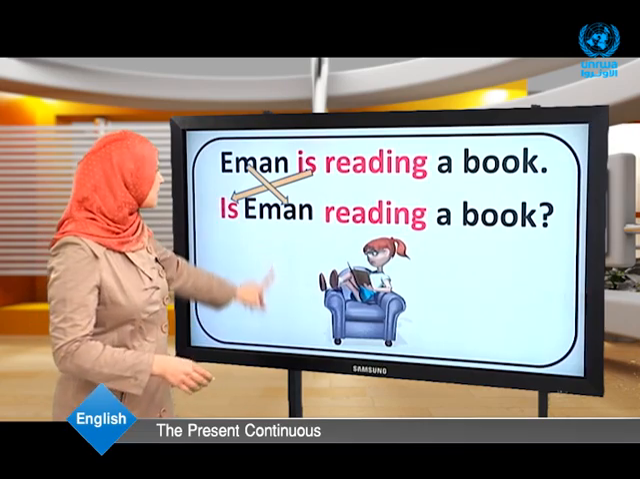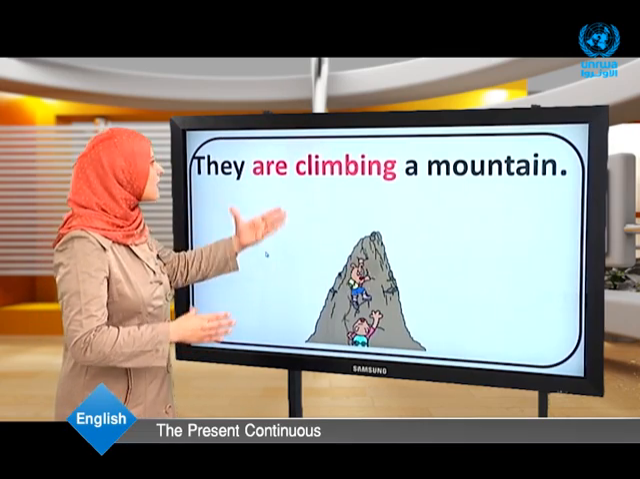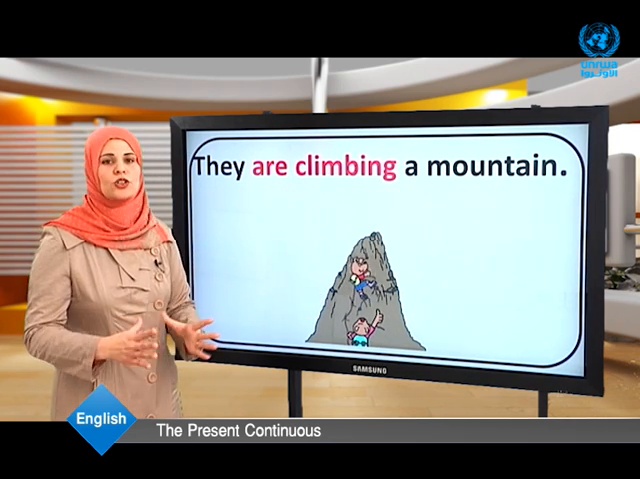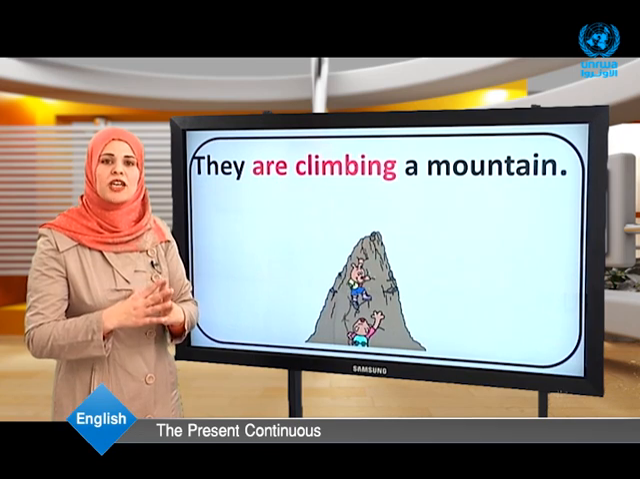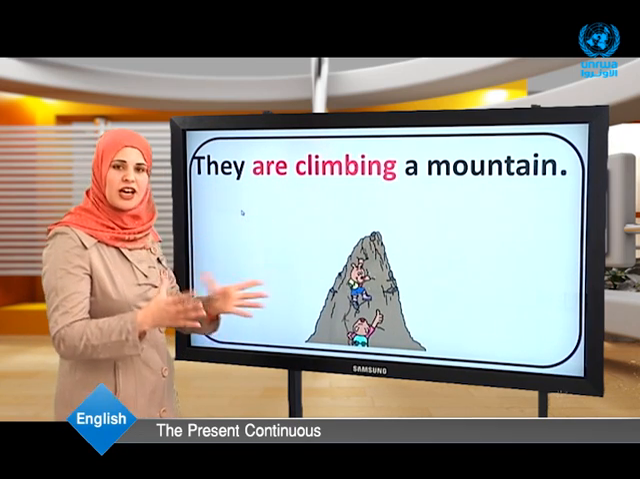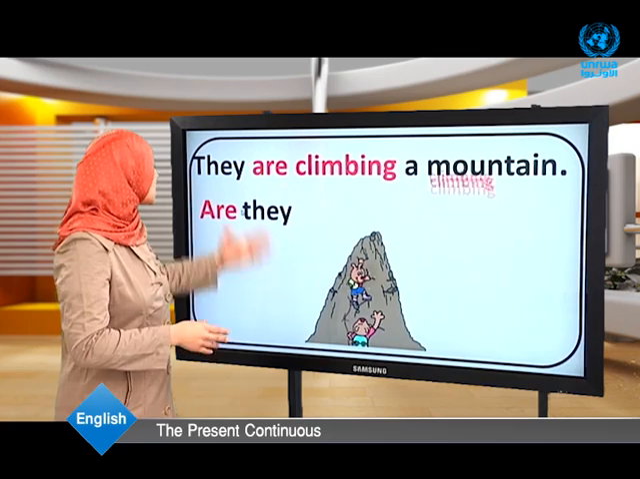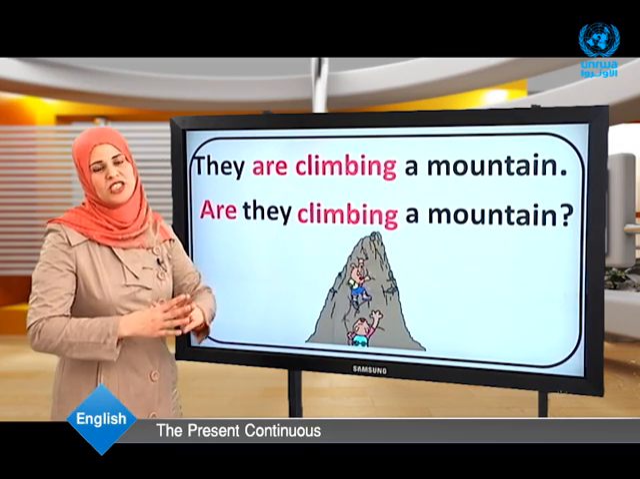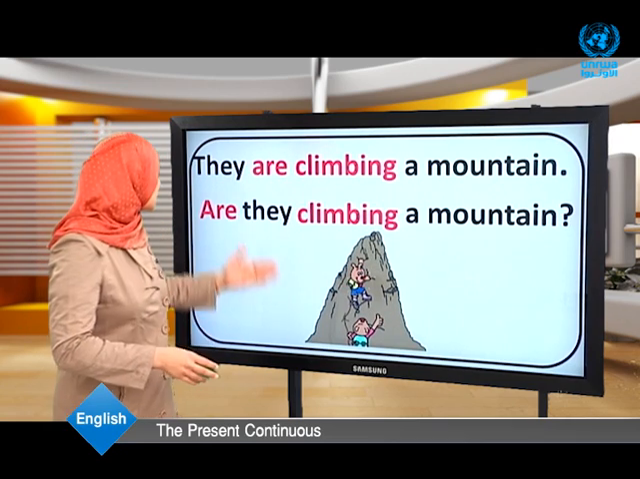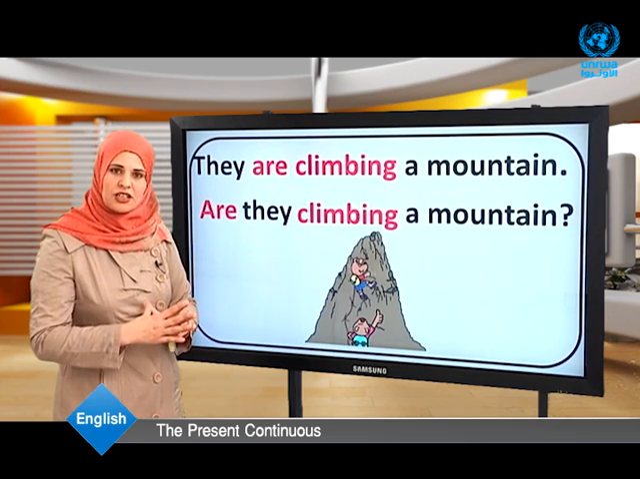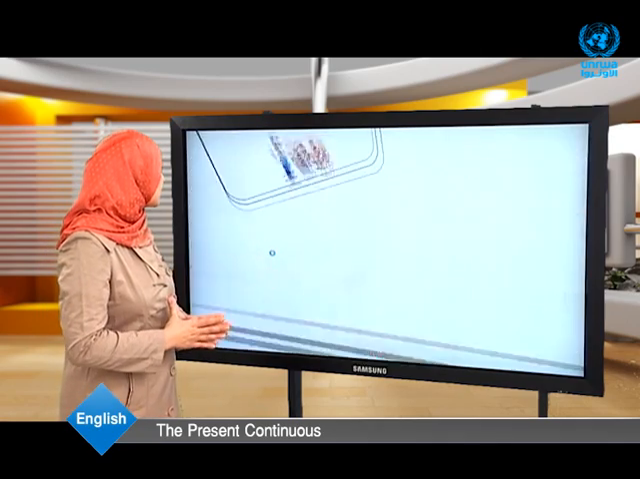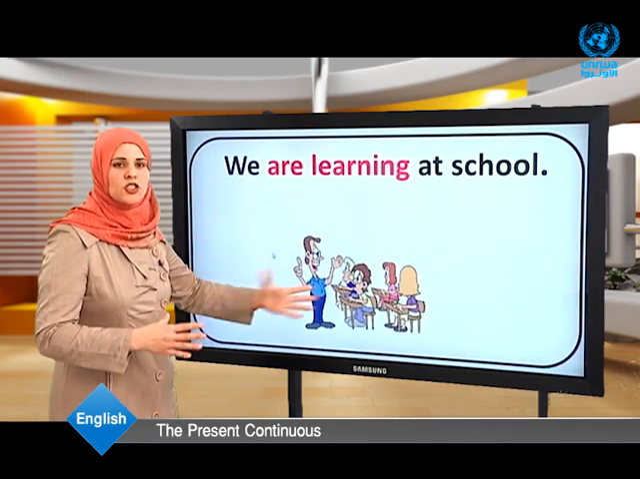Let's have another example. Look carefully. They are climbing a mountain. Can you see them? In order to form a question, we are going to begin with are, which is the helping verb. After that, we put they, the subject, then the verb and the ing and the rest of the sentence. So our question is, are they climbing a mountain? And once again, notice we begin with are, after that the subject. Another question. Look carefully. We are learning at school.